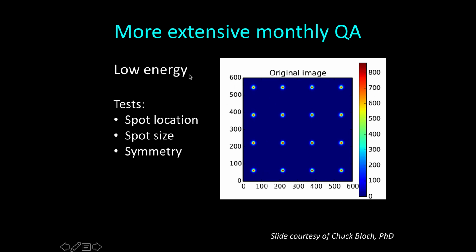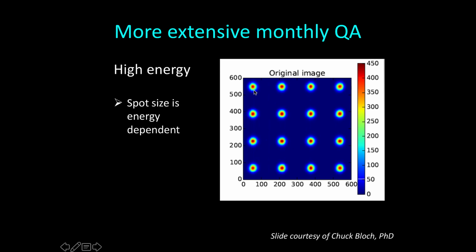What I'm showing here is a plot for a low-energy beam. Here's the same plot for a high-energy beam. You'll note that the spot size is energy-dependent. Interestingly, the higher energies have larger spots. You can think about that.